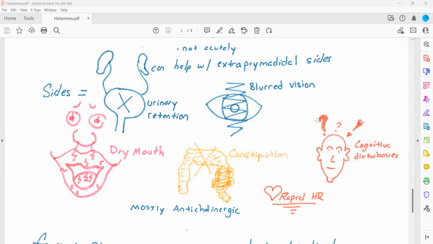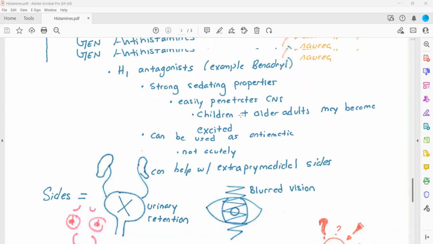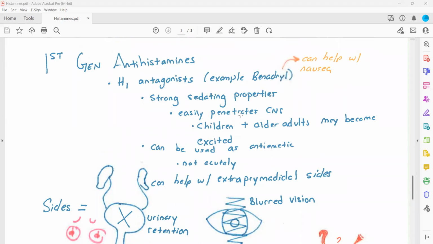It'll make it worse, right? Absolutely. Glaucoma. These have some extrapyramidal side effects here. Okay.